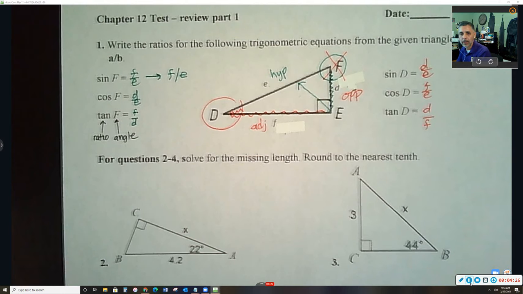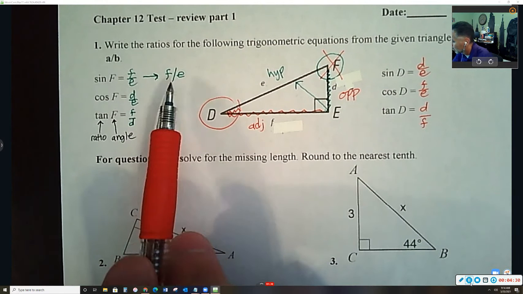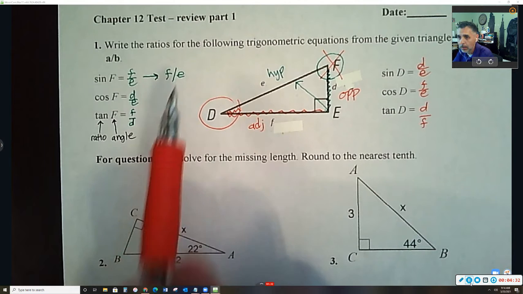Okay, and that is the first one. Again, just keep in mind when we type these into Canvas, it has to be typed in horizontally.